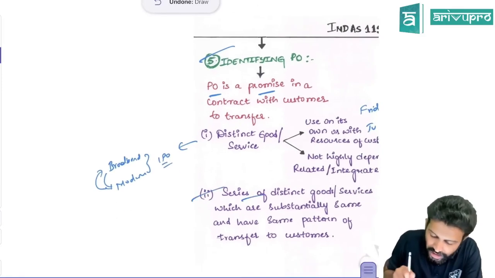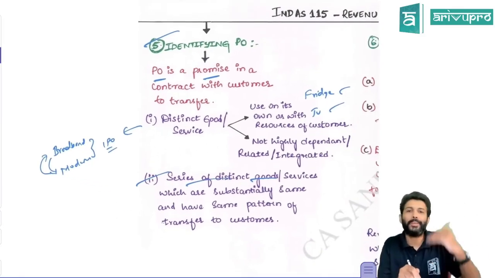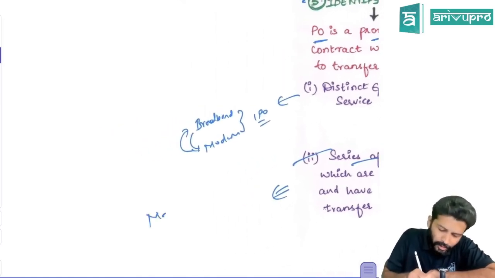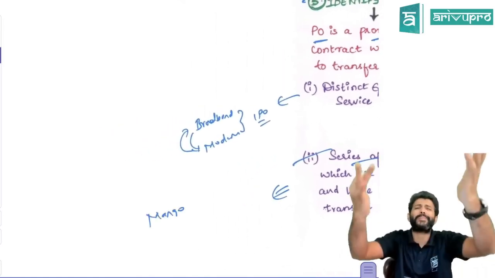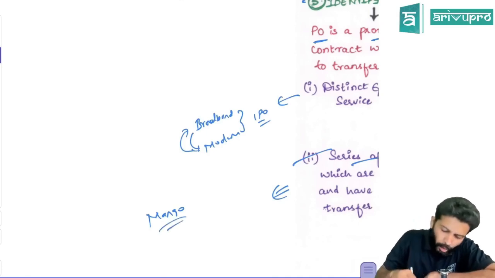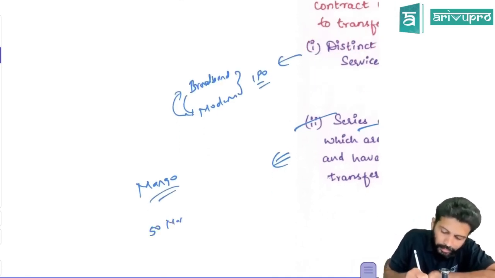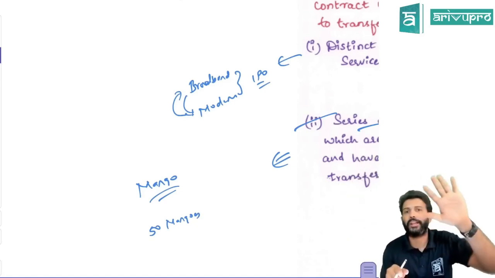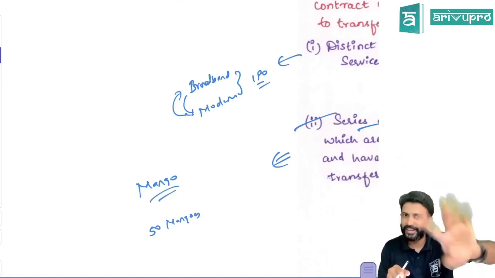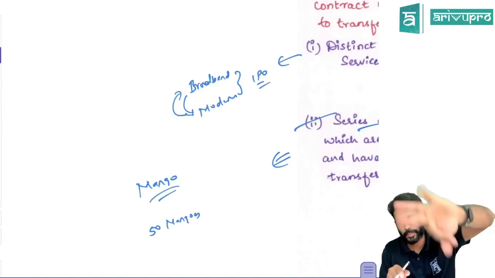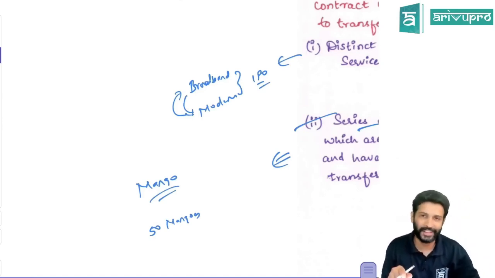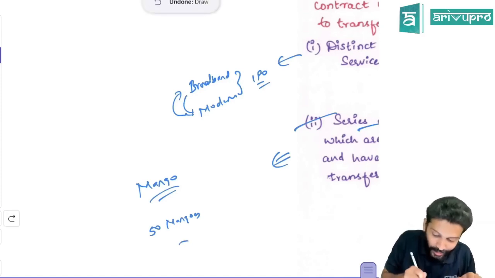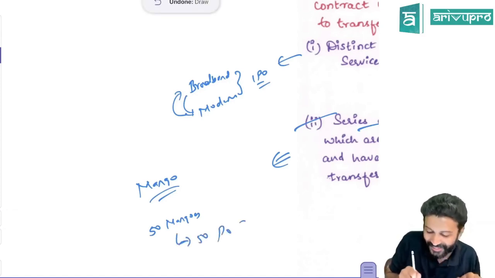Second one is a series of distinct goods or services which are substantially the same and have the same transfer pattern to the customer. So what does this mean? Let's take the example of a mango dealer. There is a mango dealer who sells mangoes. Let's say we bought 50 mangoes from this particular dealer. So think from that mango seller's perspective. Mango number 1 is different from mango number 3, is different from mango number 40, is different from mango number 50. That means each mango is separate. Correct. That means now, in this contract, we have 50 performance obligations.